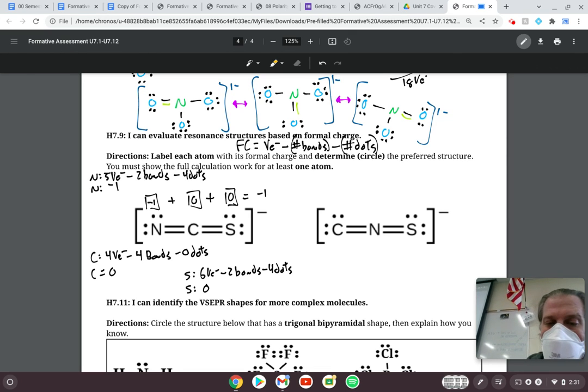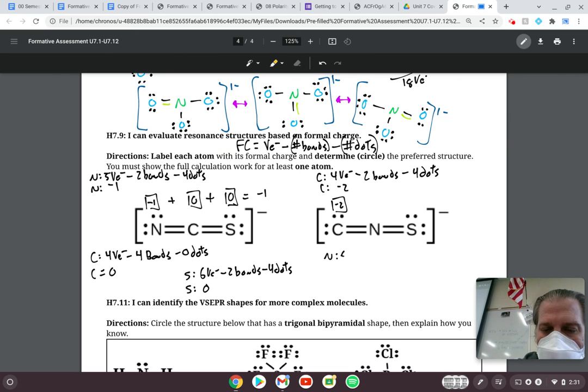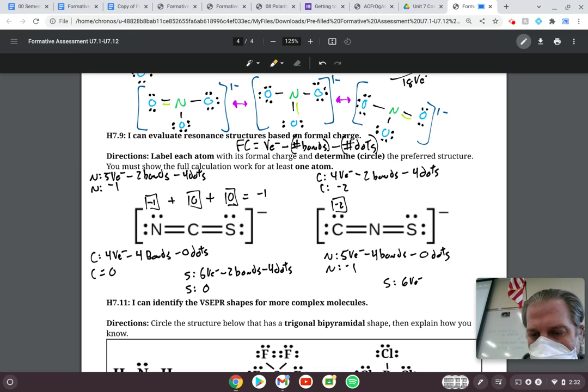And when I add this up, I get minus 1 plus 0 is equal to minus 1 for the structure's formal charge. Over here, I've got carbon, which has 4 valence electrons minus 2 bonds minus 4 dots. So carbon in this case is 4 minus 4 is 0, minus 2 is minus 2. Nitrogen has 5 valence electrons minus, in this case, 4 bonds minus 0 dots. So nitrogen is going to be plus 1. And then sulfur has 6 valence electrons.